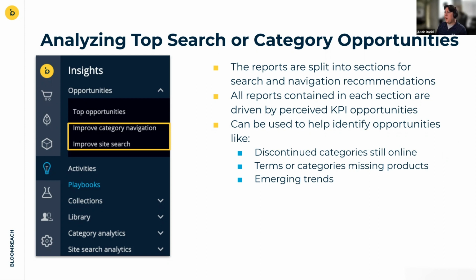Terms of categories, missing products. So if there's a search term that maybe doesn't incorporate all of the correct products, oftentimes this will alert you to that opportunity. It can also help you identify emerging trends, especially as it relates to search. So we'll talk a little bit more about each of these.